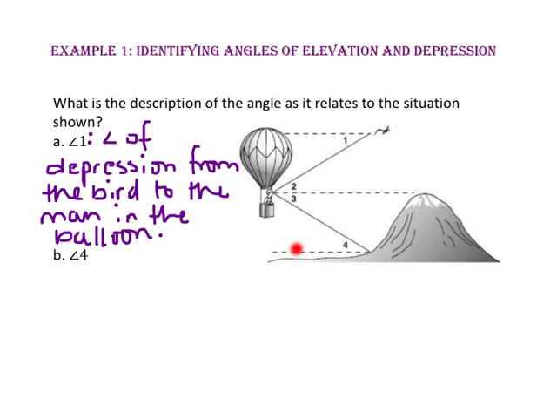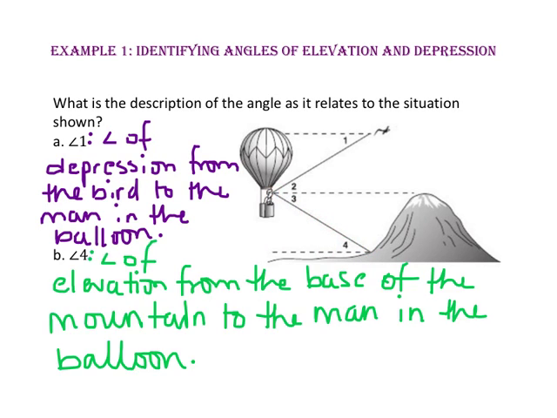For part B, we will look at angle 4. Since the horizontal line that forms angle 4 is the line of sight of the base of the mountain, and the other side looks up to the man, angle 4 is the angle of elevation from the base of the mountain to the man in the balloon.